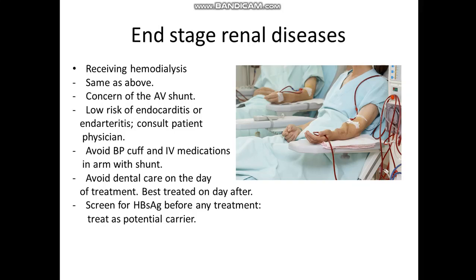And actually, we have to treat the patient on hemodialysis as a potential carrier. That means the patient may be a carrier, but there are no signs and symptoms. So we have to treat the patient as a potential carrier.